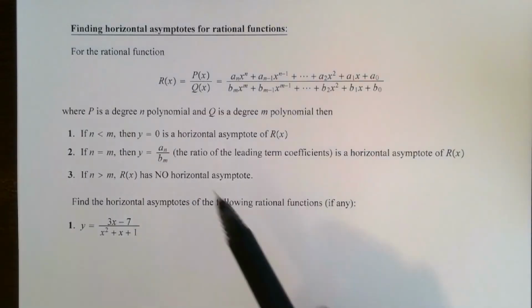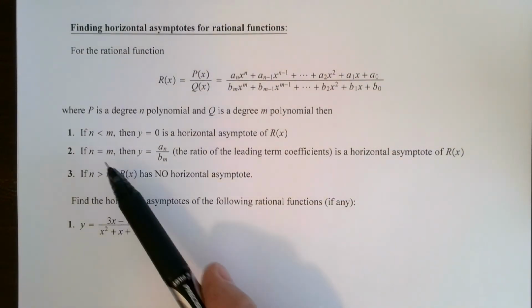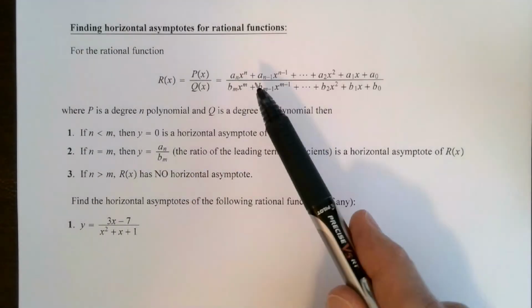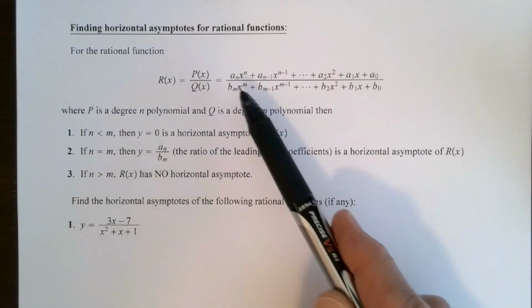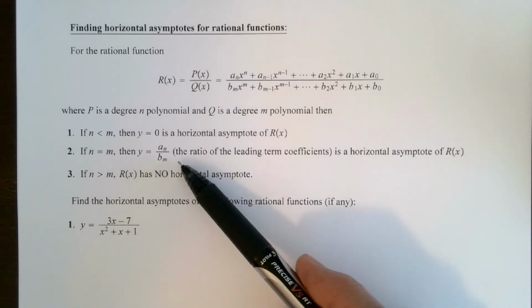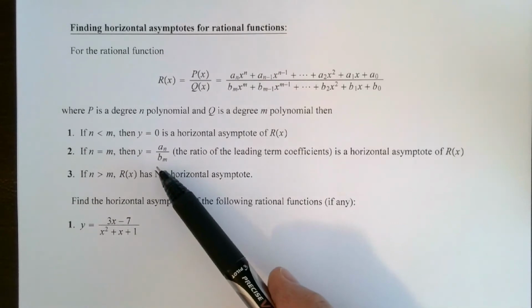Now, if the degrees of top and bottom are the same, if they're equal, then we have a horizontal asymptote, and the way we find it is to simply take the leading coefficient of the numerator and divide it by the leading term coefficient of the denominator. We say it's the ratio of the leading term coefficients. So y equals that is the horizontal asymptote.